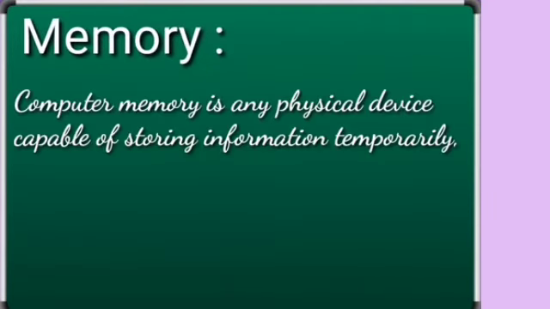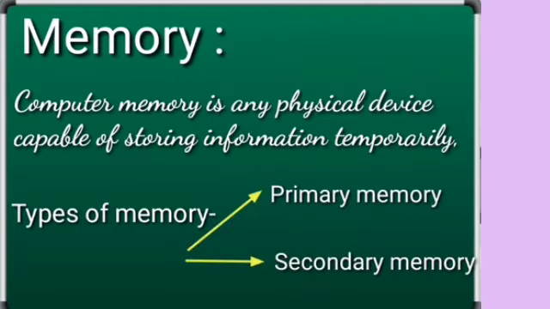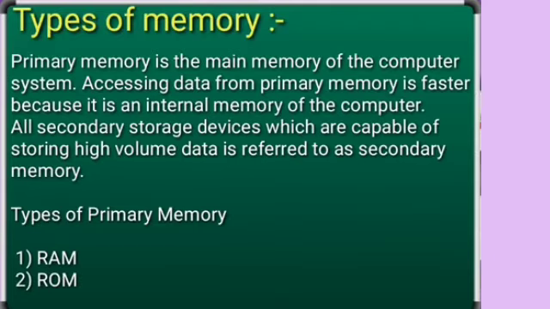So students, what is memory? Memory is a kind of, you can say, a storage device inside the computer which stores our data temporarily. There are different kinds of memory which are further divided into primary and secondary memory. Now primary memory is also called the main memory of the computer. It is also said to be the internal memory of the computer because it is attached internally inside the CPU.